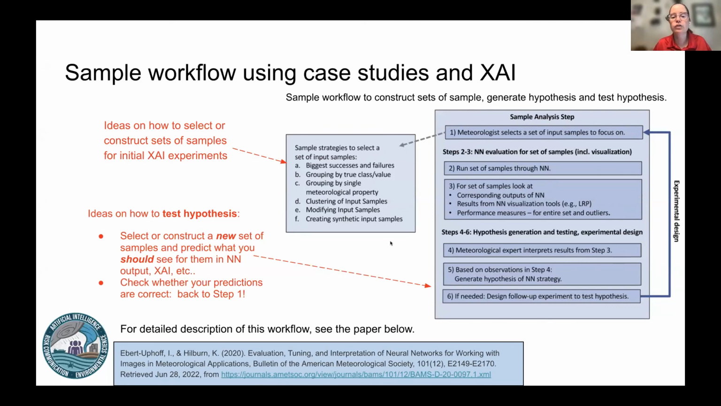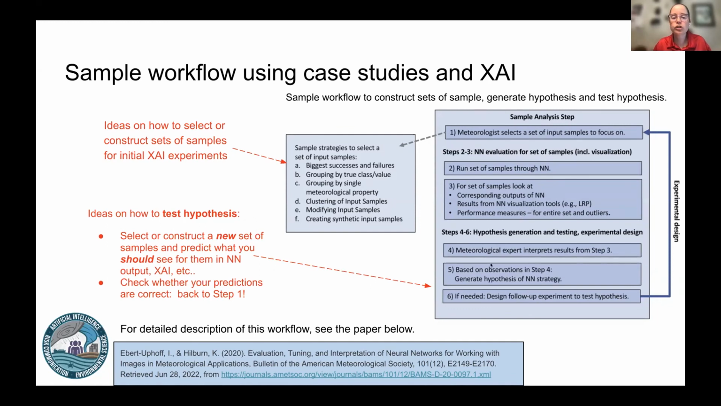Biggest successes and failures, like we've talked about, grouping by a class, grouping by some meteorological property, like we talked about with geography, clustering your input samples, creating synthetic samples. There are all of these things you could do. Then you run them through the neural network. You look at what's happening, what the neural network has done. You might look at your XAI tools, LRP, whatever your favorite is.